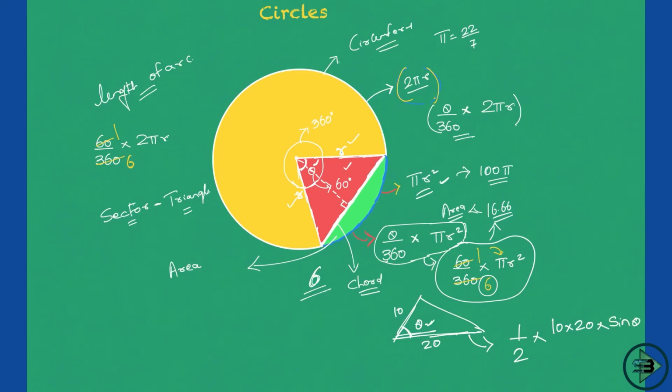This is what we call the sine theta formula to find out the area of a triangle, which is half into product of the two sides into sine of the angle between the two sides, so half into 10 into 20 into sine of theta. Okay, that is the formula that I'll apply here.